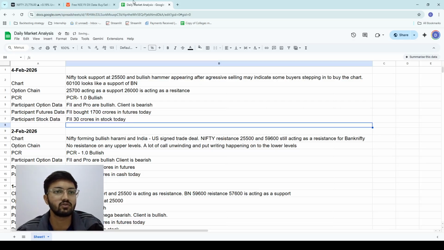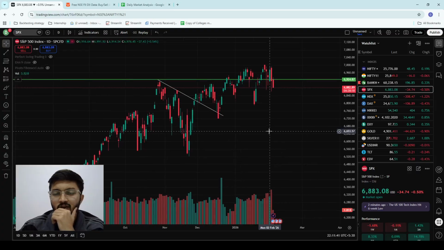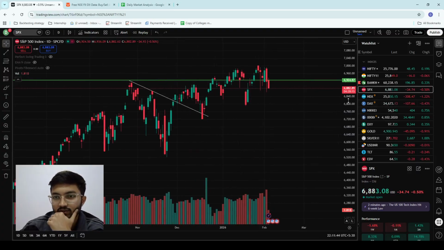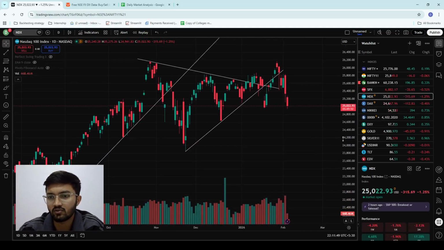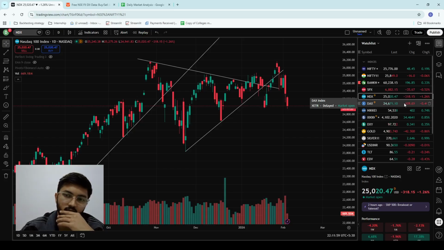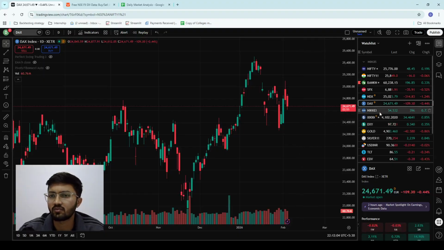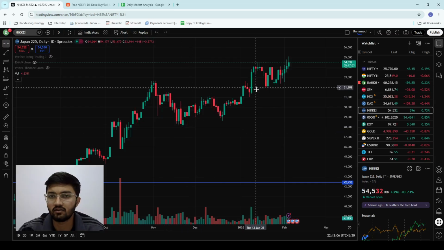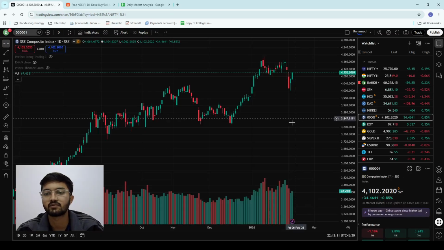Let's quickly try to understand what's happening in other markets. S&P is falling off the resistance that we have drawn, 6,924. Nasdaq going down. Suddenly, some sort of AI thing in trouble, because all the IT stocks also went down significantly today. TCS, Wipro, Infosys. DAX is down by 0.4%. Nikkei is outperforming the other markets, so capital is flowing into Japan. China is also doing good.